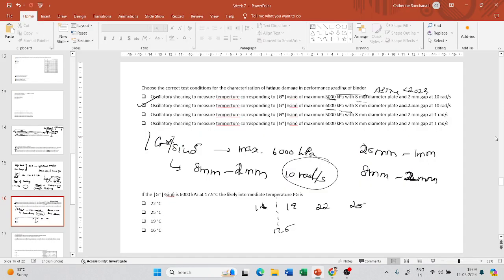So if it falls in between 16 and 19, and you are asked to give the PG grade of bitumen, what did we see? It should be the next highest temperature after the pass-fail temperature. This is the pass-fail temperature or the continuous grade of bitumen. It has to be the next highest temperature after the pass-fail temperature. We also saw the reasons for picking the next highest temperature, which is 19 degrees Celsius. Now moving on to the next question.